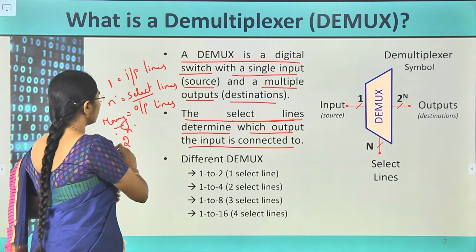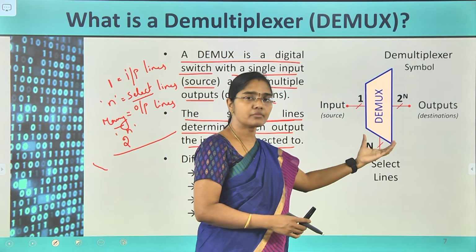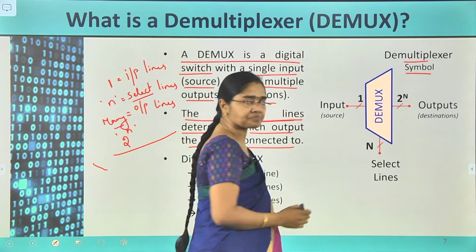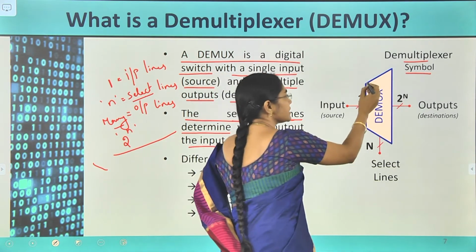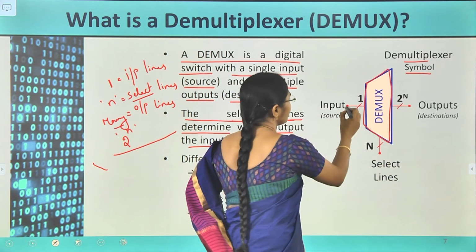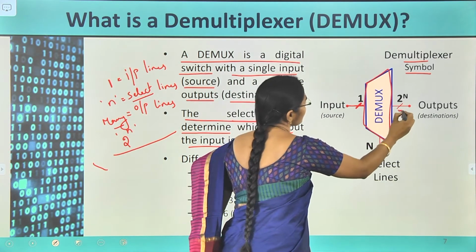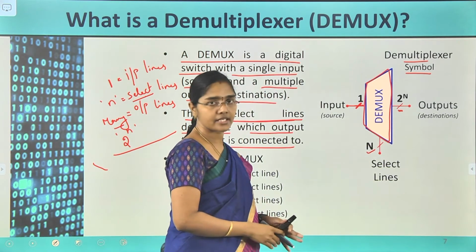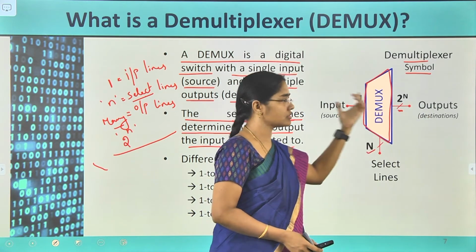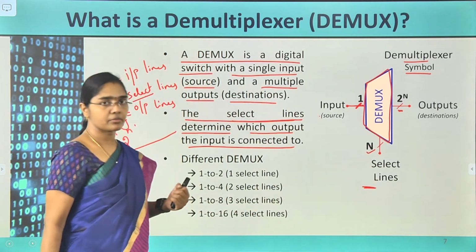Then the relation between these three lines will be represented as a symbol here. That is the symbol of the demultiplexer. In the representation, input is one line, so here 1 is represented, and outputs are 2 power n for n select lines. If it has n select lines, outputs are 2 power n outputs with 1 input. This is the symbol for the demultiplexer.